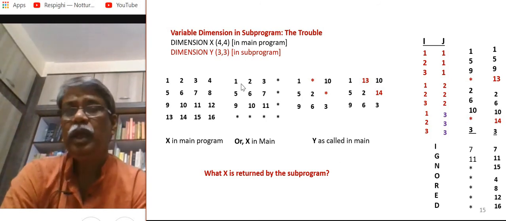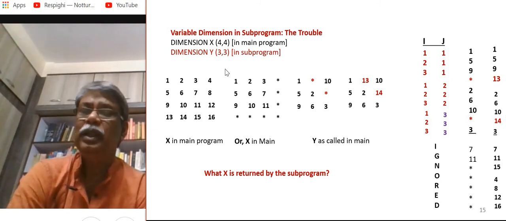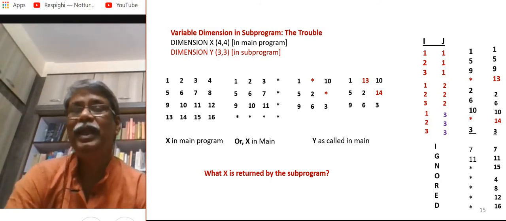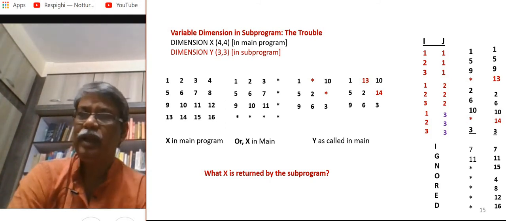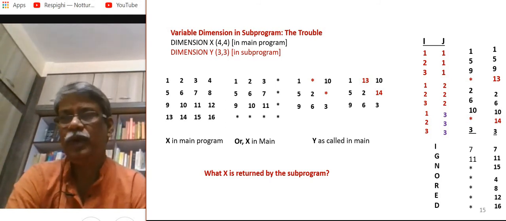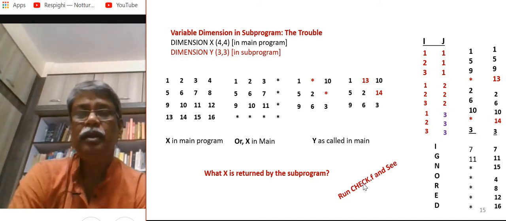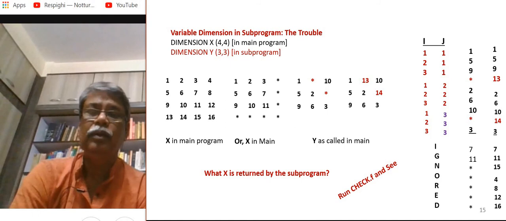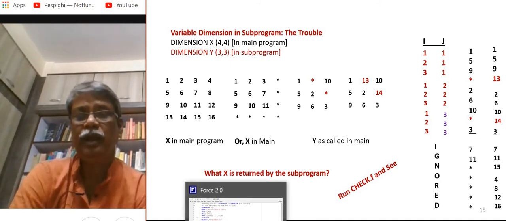And one more thing, if you declare the same dimension 4 by 4 and 4 by 4, then there is no problem. That means even if the dimension is declared say 10 by 10, but in main you are defining 4 by 4 and in the subroutine you are again defining 4 by 4, then there is no problem. It gives you back the right results. So I will very quickly see how it really occurs. I will run a program to check, and the name of the program is check.f.